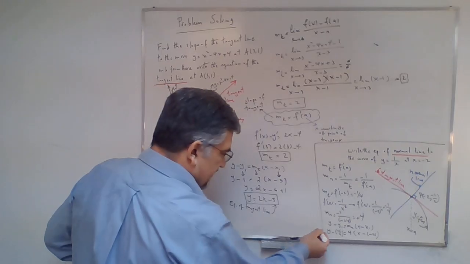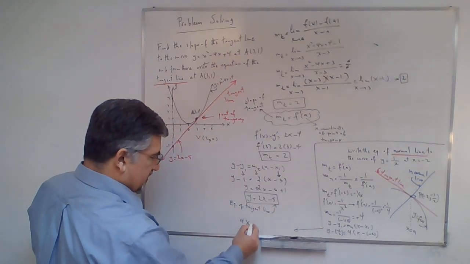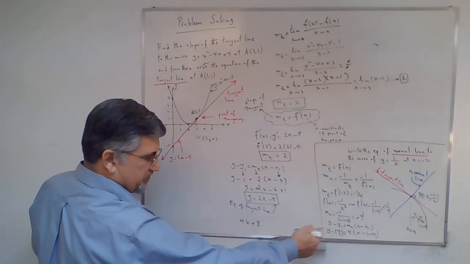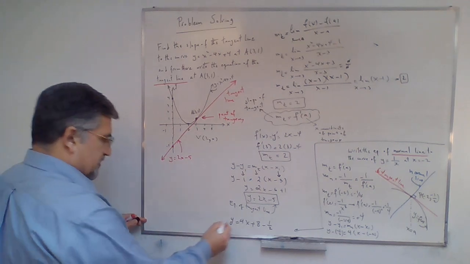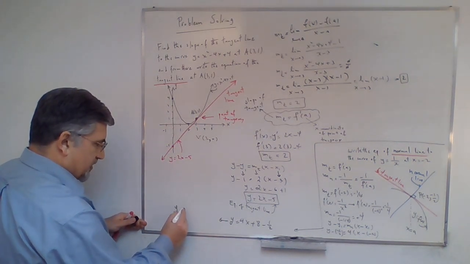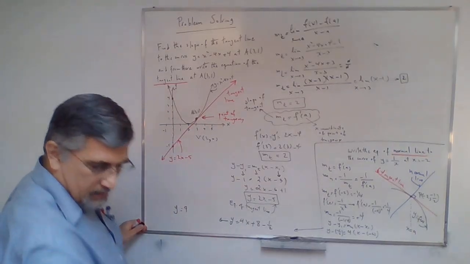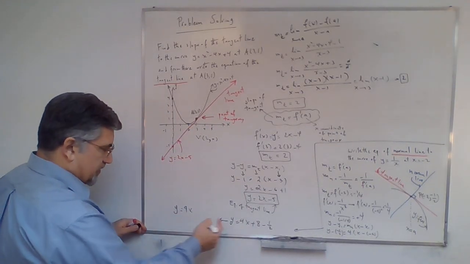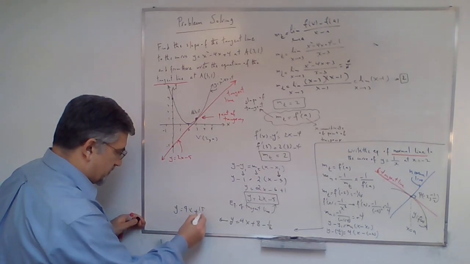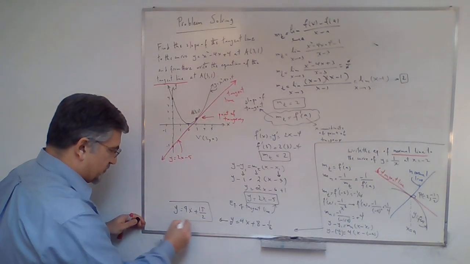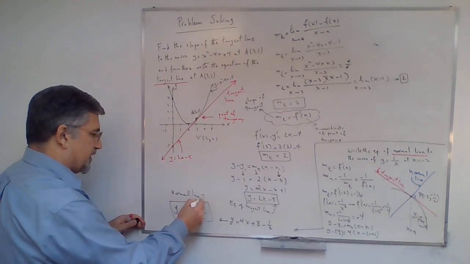So now to simplify, I think you can say 4x and then plus 8, right? And then minus 1/2 equals y. So then y equals 4x plus 8 minus 1/2. It's going to be 15 over 2. All right. So 4x plus 15 over 2 is the equation of the normal line.